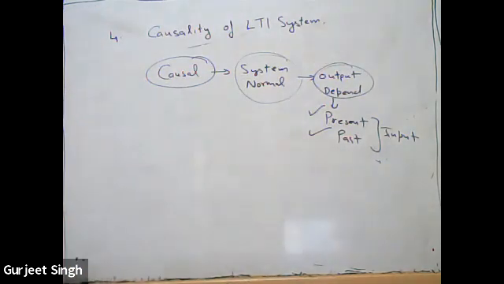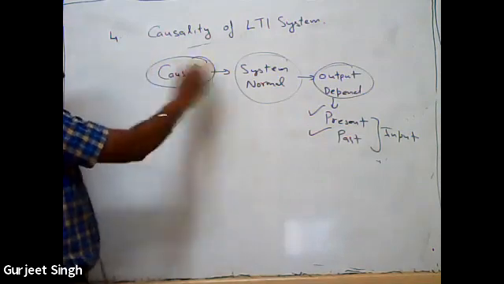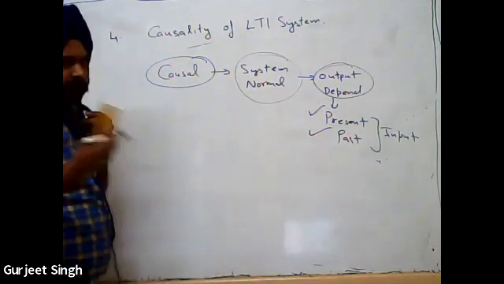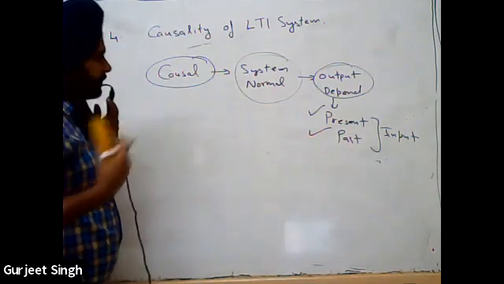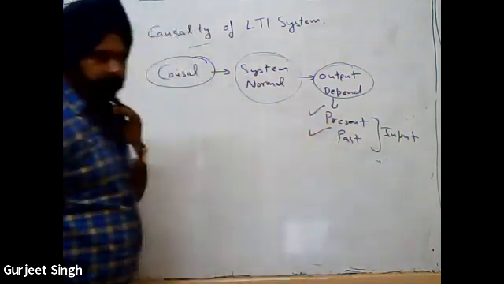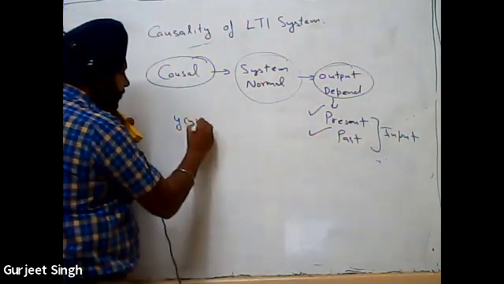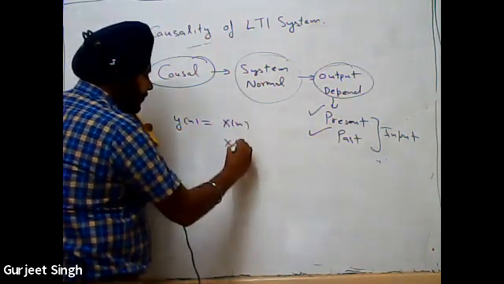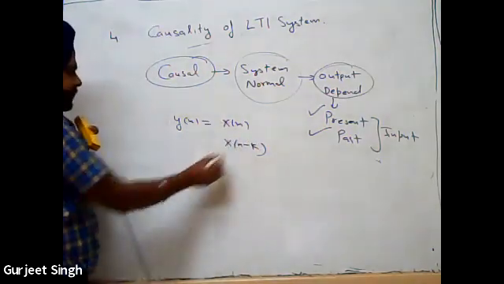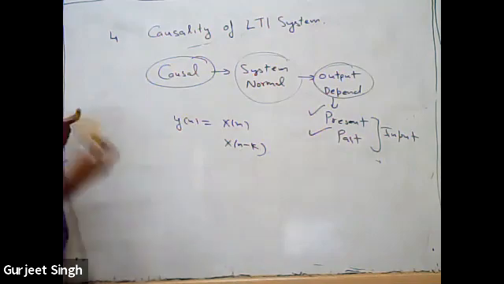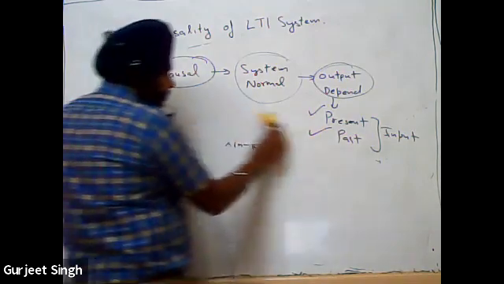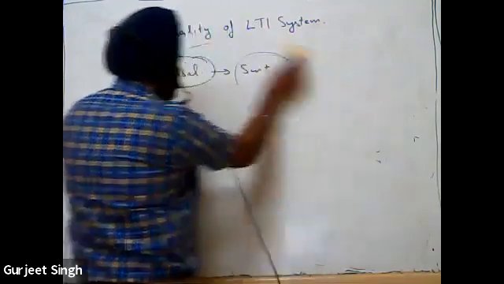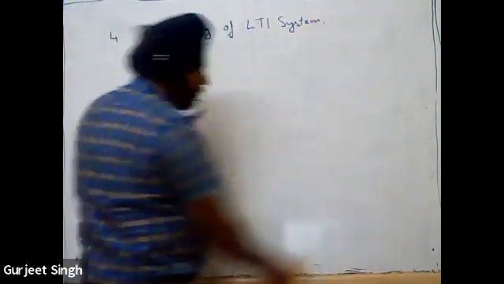Now we will discuss the causality of LTI systems, meaning how an LTI system is causal. To discuss this, first consider the normal system. When will our normal system be causal? When the output depends upon the present and the past input. This means y[n] depends either on x[n] or on x[n-k]. This is the present input, and this is the past, delayed input. So this is the definition of causal in the normal system. So now what do we have to do?